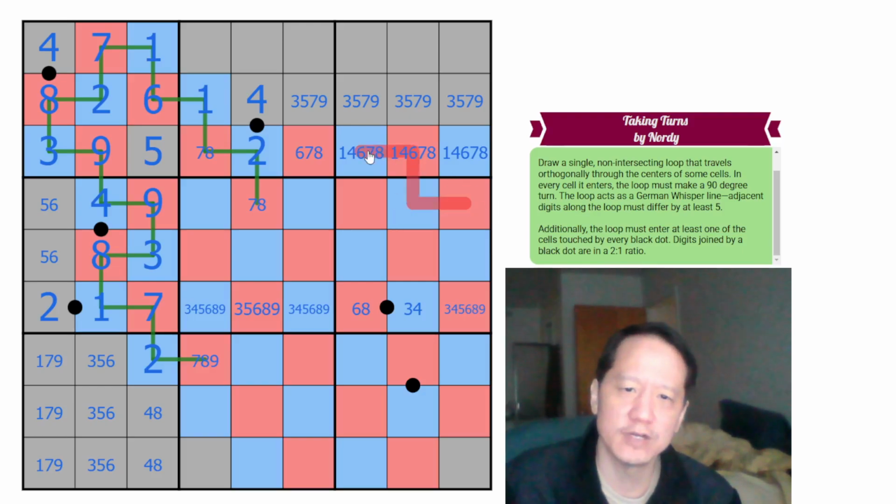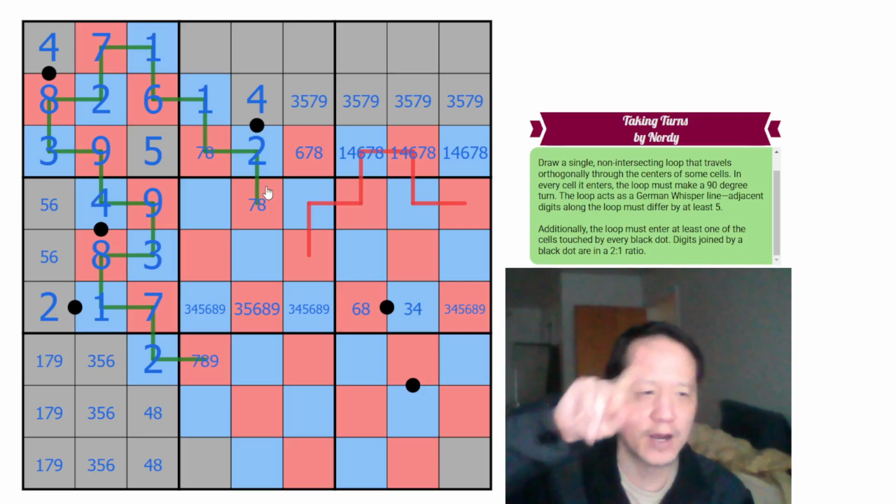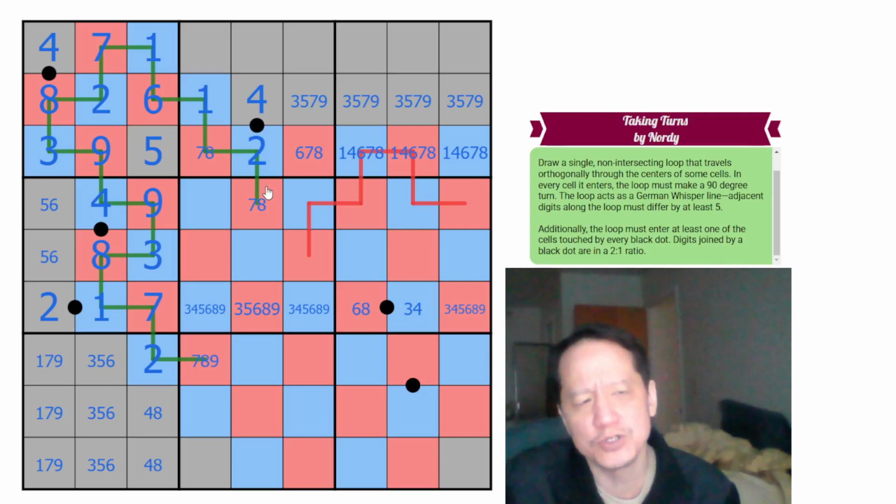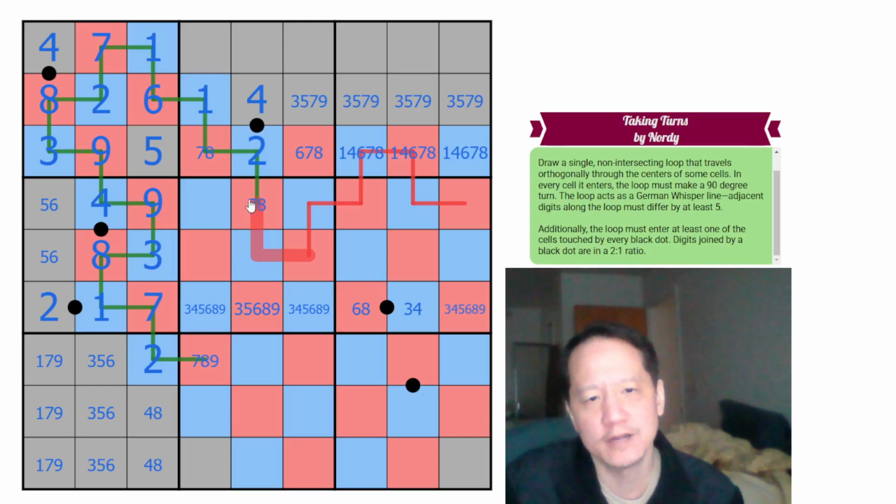If it tries entering in that way, it has to exit out this way. The problem is you also have a unique value. Since it's always turning in every cell it enters for this loop, this doesn't work entering in this way, right? So how does this turn into here? It can't, because it has to go 90 degrees, 90 degrees, 90 degrees, but it just doesn't work that way, right? It always has to go straight.